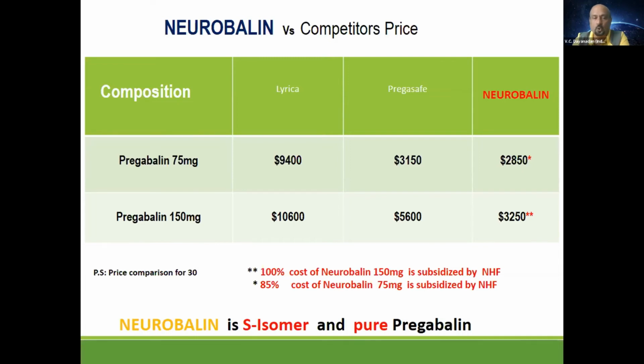And another good news is that Neurobalin 150 milligram is 100% subsidized by NHF. When the patient has an NHF card and they have your prescription for Neurobalin, they go and fill it in the pharmacies, and the NHF subsidizes 100% of the cost of Neurobalin if it is 150. And for 75 milligrams, literally 85% of the cost is subsidized. I could say the patient may spend a maximum of around $350 to $400 per month if it is Neurobalin.